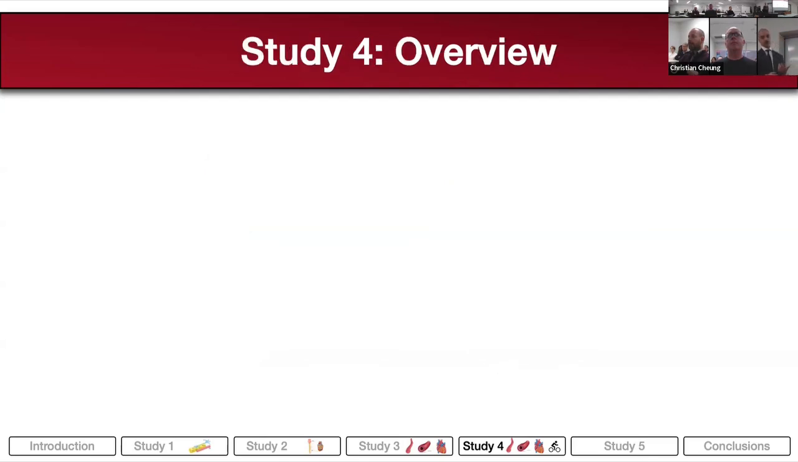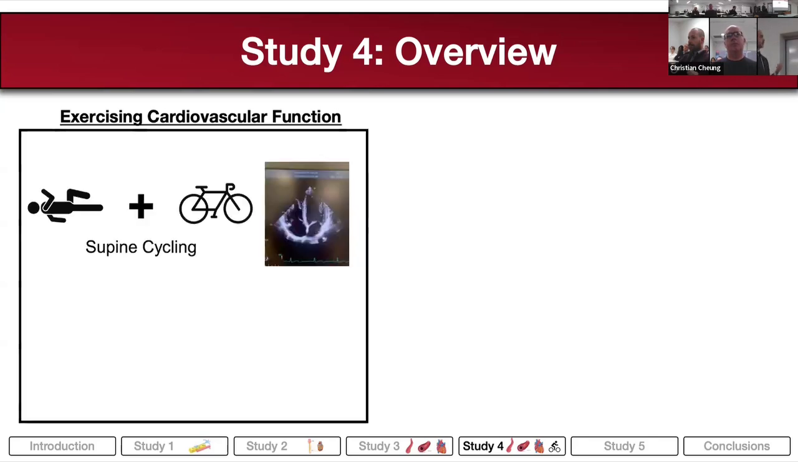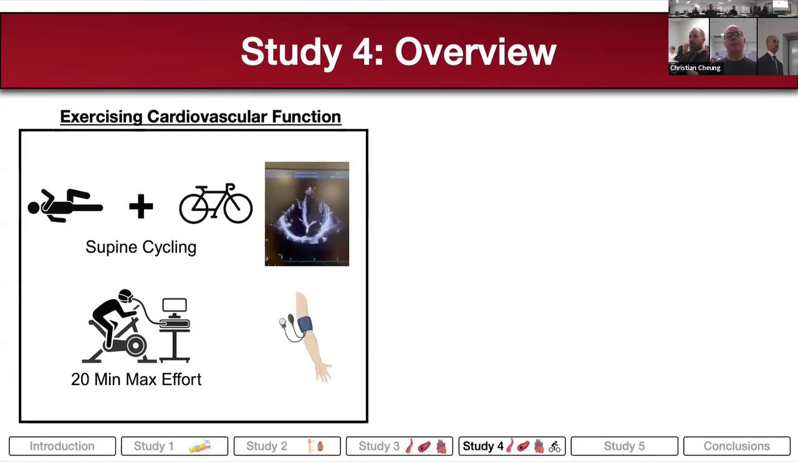So we wanted to understand whether or not cannabis affects the response to exercise. And we did a number of different experiments using the same cannabis conditions I introduced earlier. But this time what we did was we measured exercise and cardiovascular function after those inhalations. We did so by taking cardiac images during supine cycling, so while participants were lying down, and by measuring blood pressure during a 20-minute maximal effort cycling test where participants were put on the bike and told to maintain as high an output as they could for a 20-minute period.